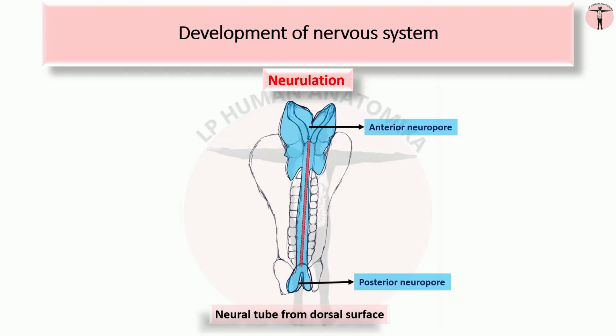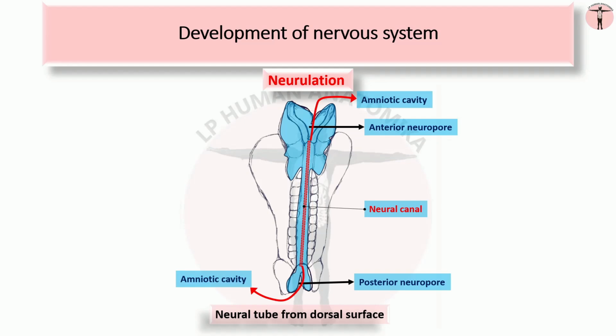The lumen of the neural tube is now called the neural canal. The neural canal now communicates from both ends with the amniotic cavity until the two ends are closed. The walls of the neural tube thicken to form the brain and spinal cord in relation to the fourth pair of somites. The neural tube cranial to the fourth pair of somites forms the brain.